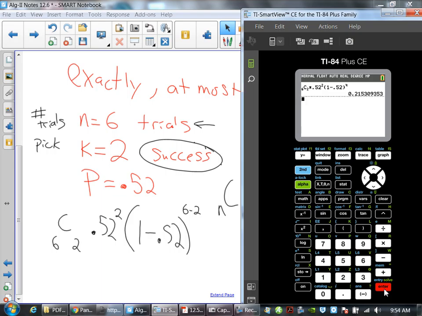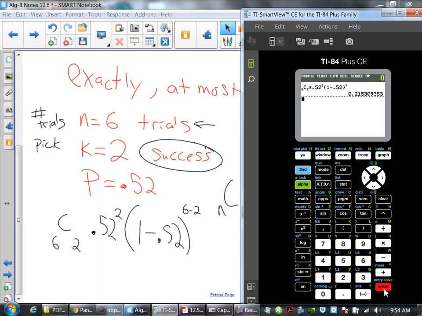So the probability of randomly selecting exactly two people out of 6 to believe in UFOs would be basically 22% in this group. That's what this stuff does.